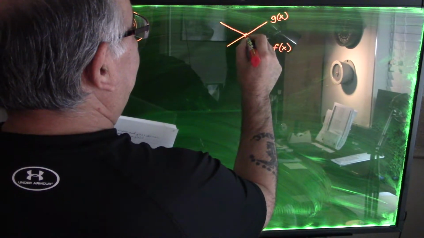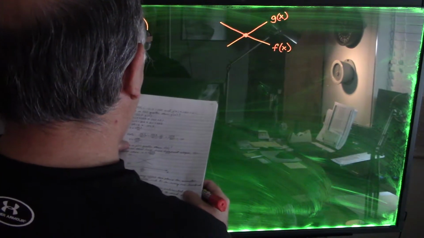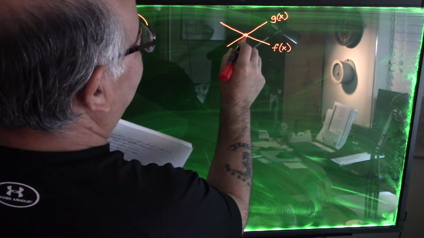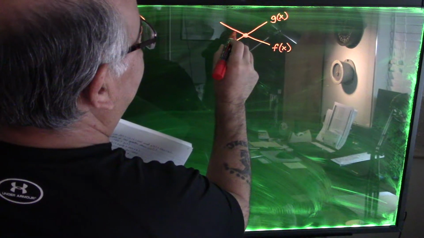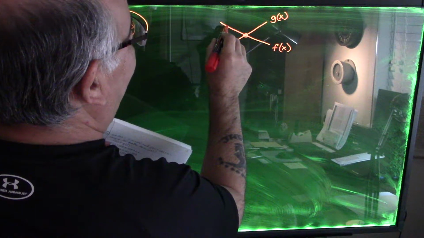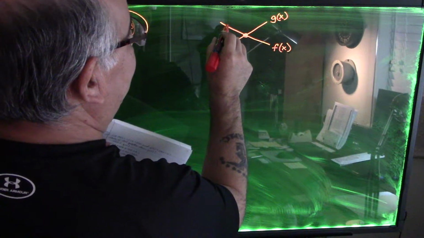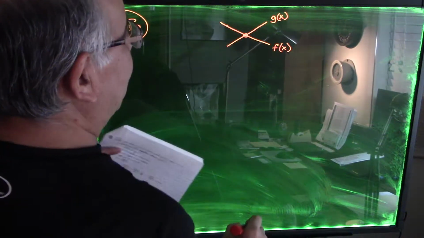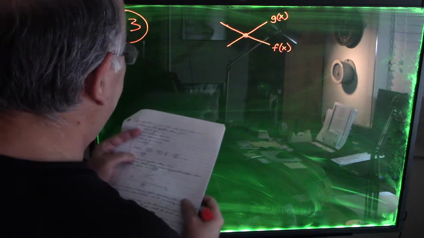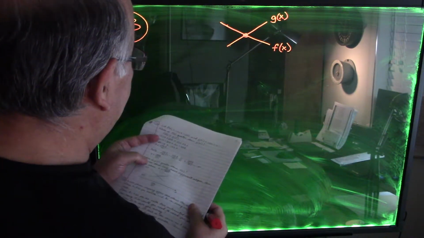And so you expect f of x to be greater than g of x to the left of their point of intersection, right there. To the left, f of x is above g of x. In other words, the y values in f of x are greater than the y values in g of x to the left of the point of intersection. All right? But we can also do this algebraically.